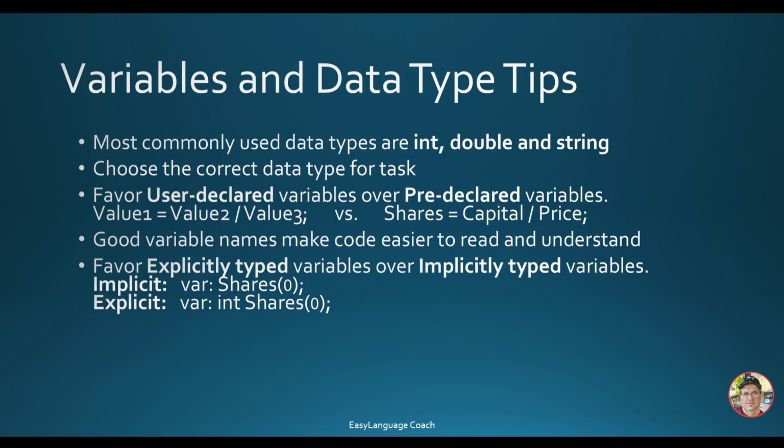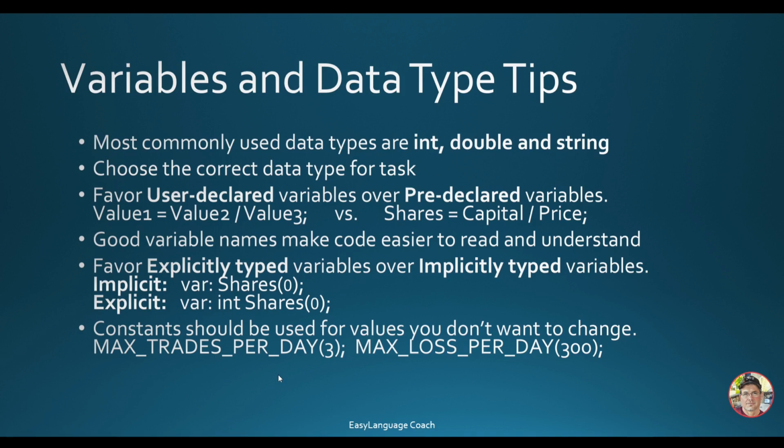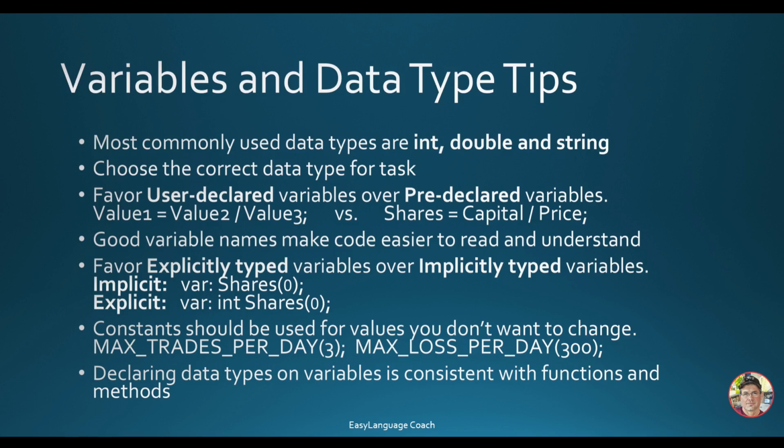So sometimes when you look at somebody else's code or you come back to your code in 6 months, you're like, well, what was my intention here? And it can lead to subtle little nuances within the program. Constants should be used for values you don't want to change. Max trades per day, 3. Max loss per day, 300. It's also a good defensive programming practice because it keeps the program from accidentally changing the value. And declaring data types on variables is consistent with functions and methods. When I talk about those later, you'll see how you have to define those on functions and methods.